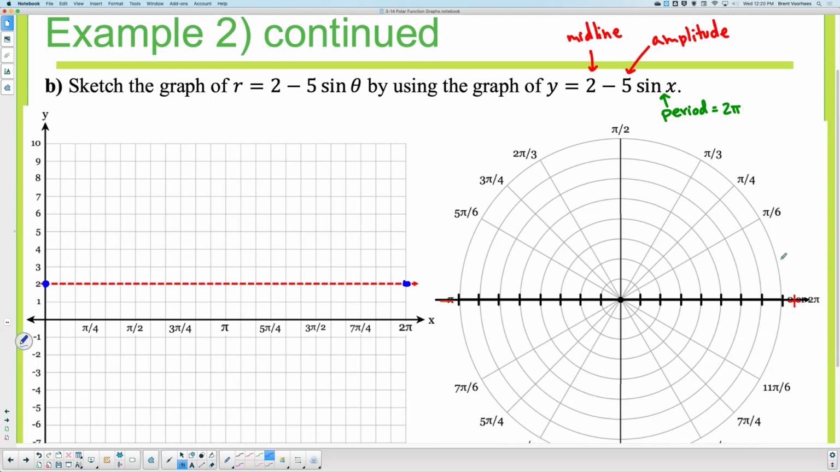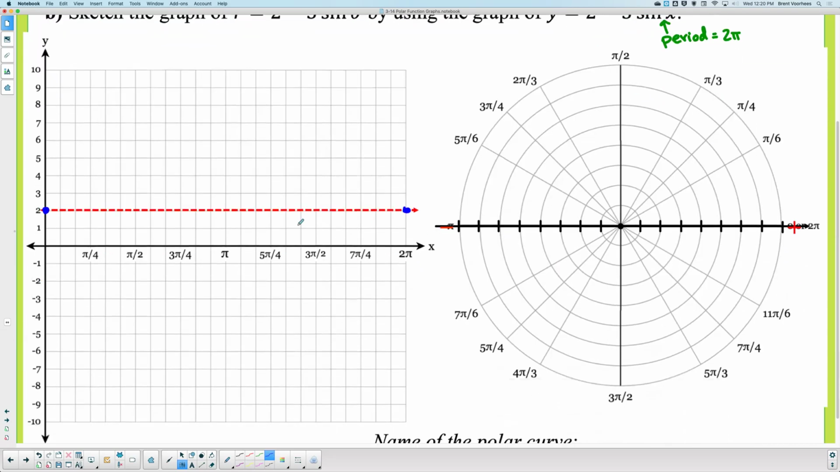Now sine is supposed to start increasing first, but because of this negative, sine will not increase. What will it do instead? It'll decrease. So we should get the maximum at pi over 2. That means at pi over 2, we'll actually get the minimum. At pi over 2, go down 5 units. 1, 2, 3, 4, 5.